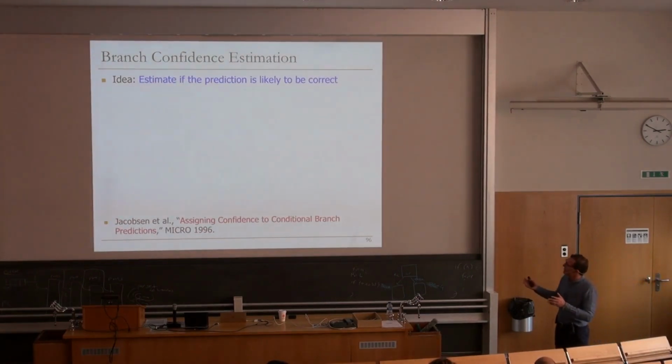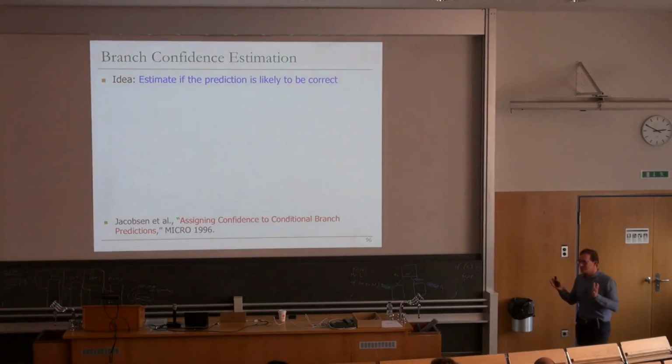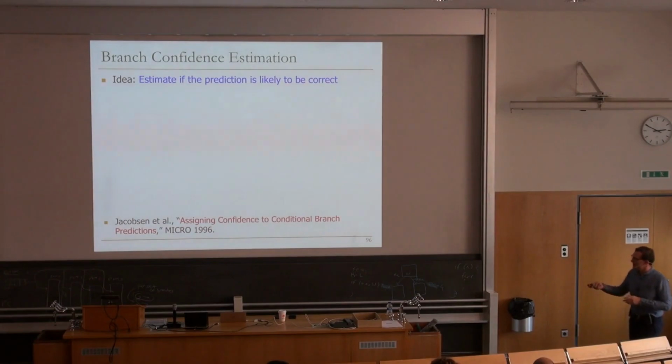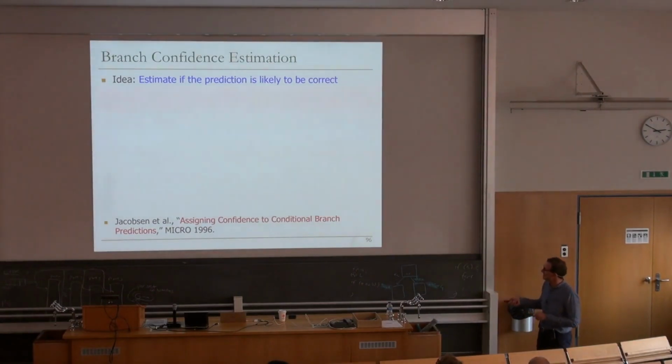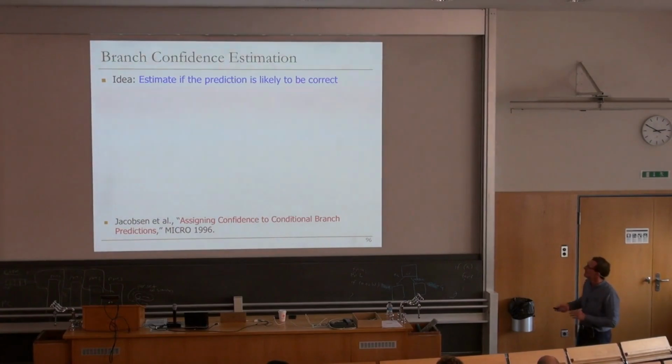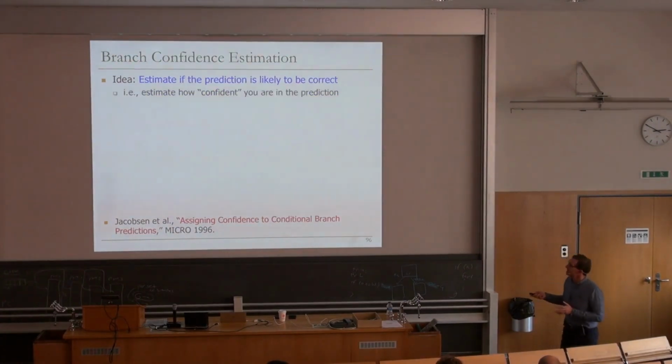I talked about branch confidence estimation a little bit without even telling you what it is, but it's kind of obvious what it is. This is a paper that has just won the Test of Time Award for this year, actually, one of the papers, that basically assigns confidence to conditional branch predictors. The idea is very simple again. You estimate if the prediction is likely to be correct. Estimate how confident you are in the prediction.